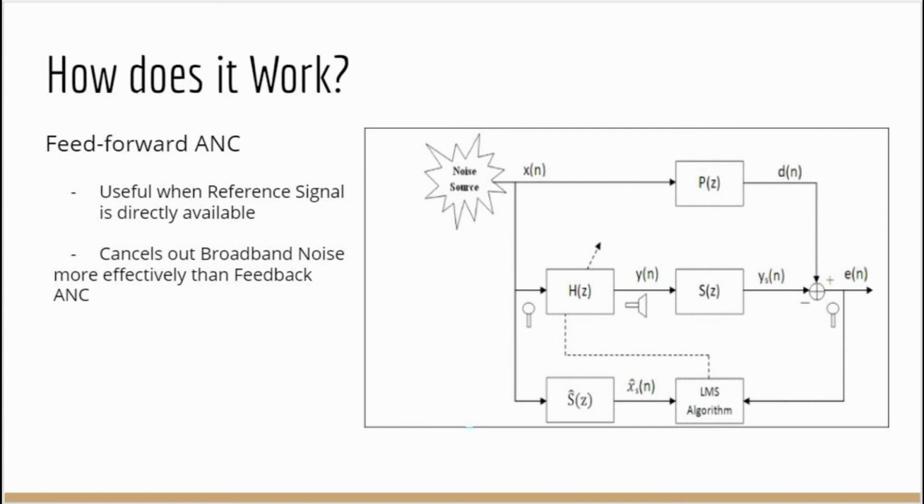So E(n) travels to the LMS algorithm, which can detect the error in phase difference between the noise and anti-noise signal. According to a series of calculations, it will adjust H(z), or the adaptive filter, accordingly so that the anti-noise produced can be as out of phase with the reference signal as possible.